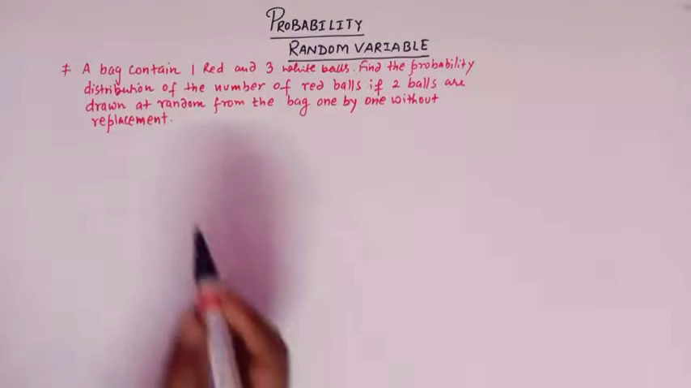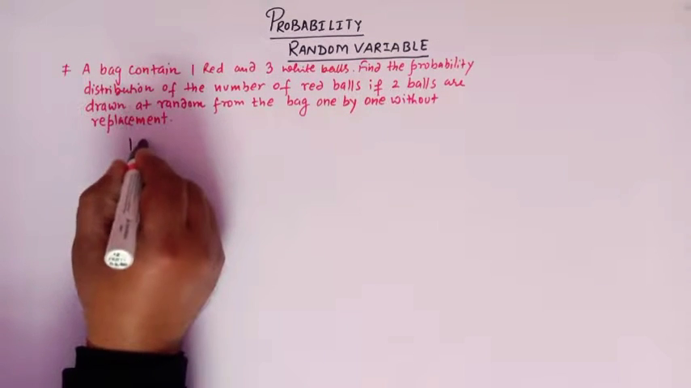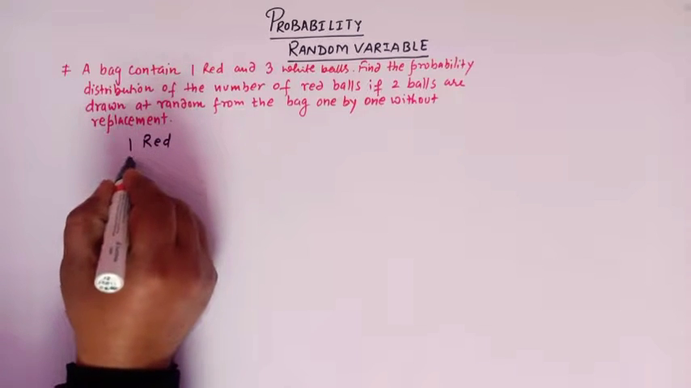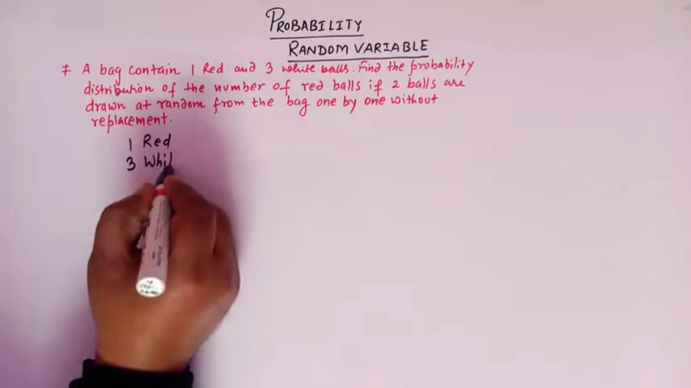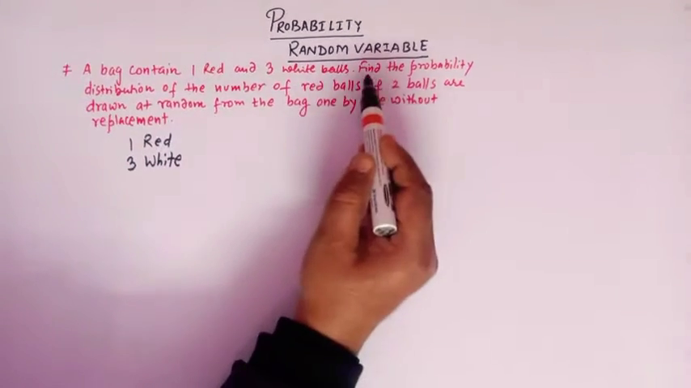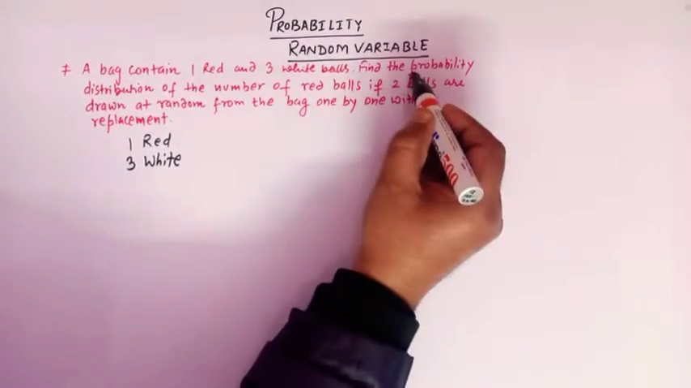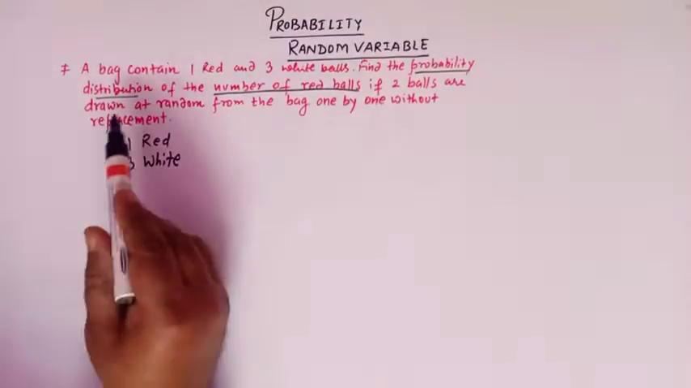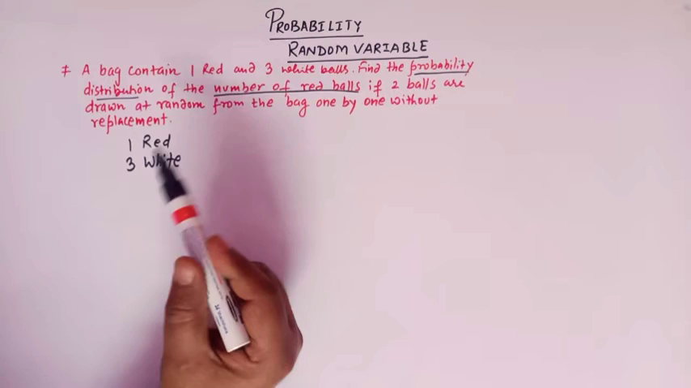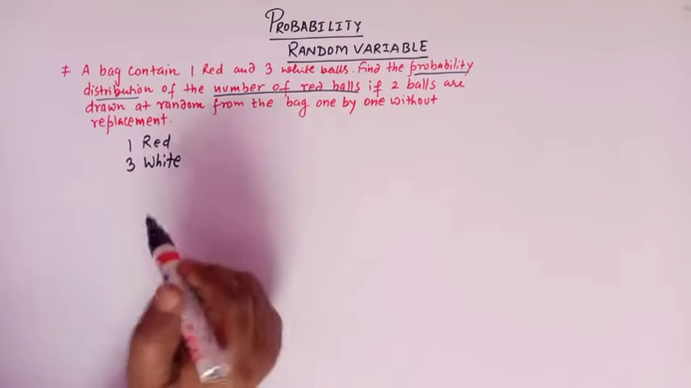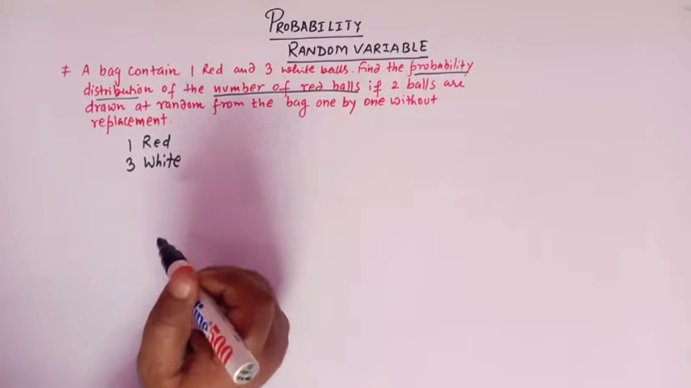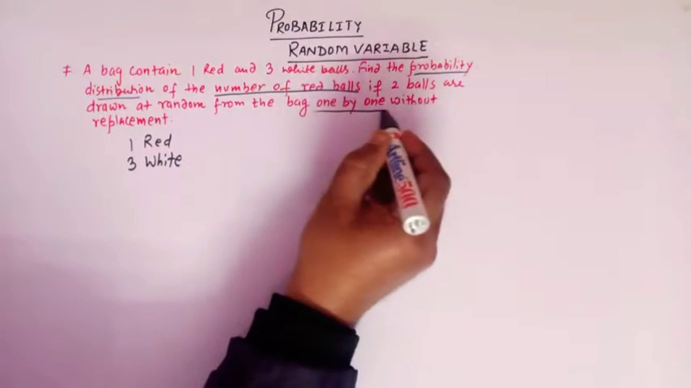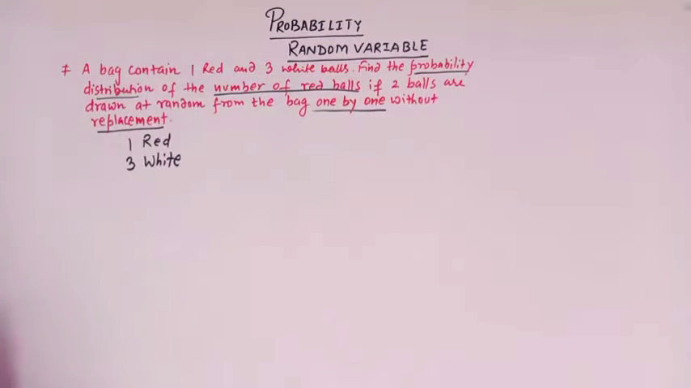A bag contains one red and three white balls, right? And we have to find the probability distribution of the number of red balls, right? So we have to find the probability distribution of the number of red balls if two balls are drawn at random from the bag one by one without replacement, right?